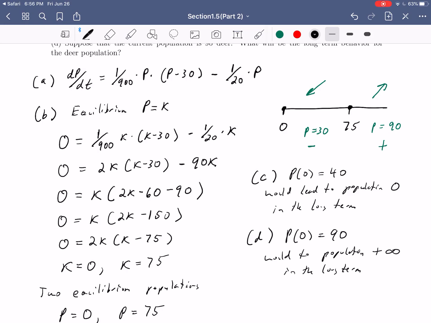Because we didn't put any sort of carrying capacity, there's nothing to stop the growth. Even though the predators will eat more of this population in the long term, the growth will be outweighing that, so the population will continue to grow.